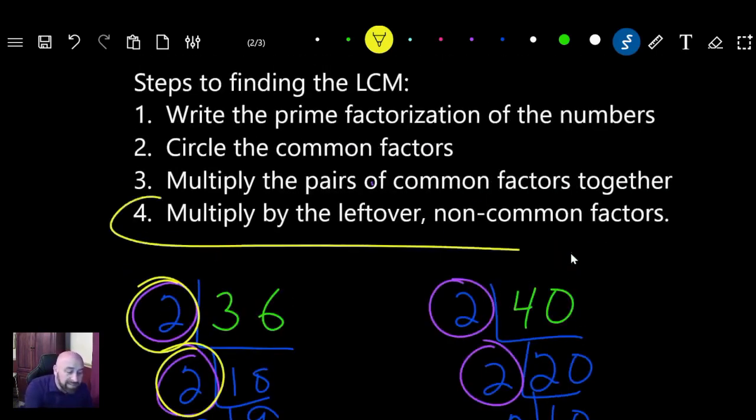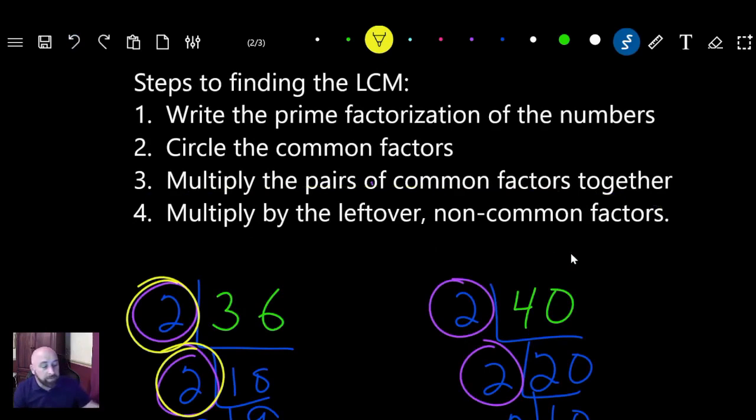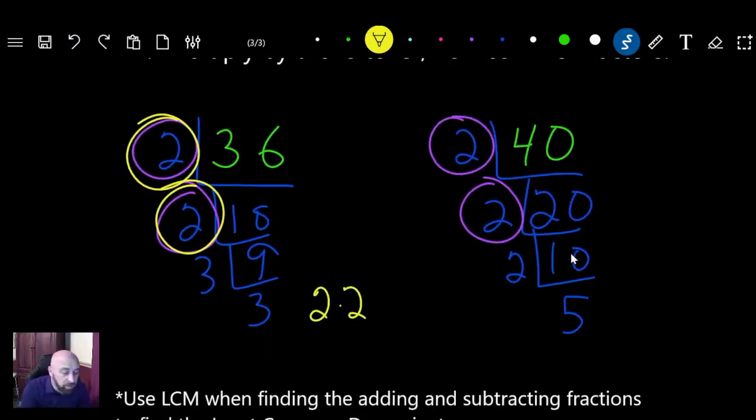But notice what this says. This is the new step, step number 4. Multiply the leftovers or the non-common factors. Look, we have a leftover 3, 3, 2, 5. Times 3, times 3, times 2, times 5.